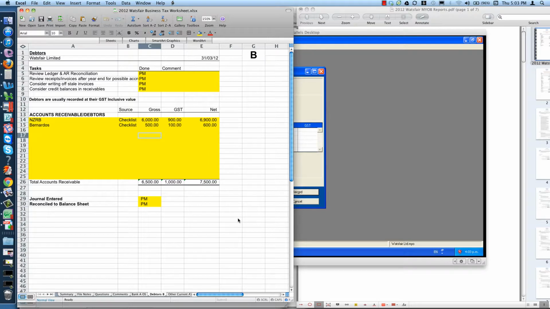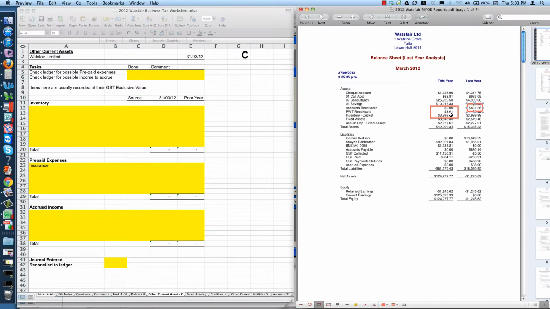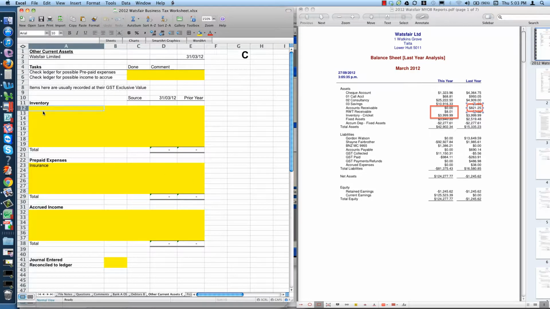Okay, sorry about that. The next thing we're going to look at is other accounts, other current assets, and this is work paper C. And this really deals with everything else that might be on the balance sheet in the current assets section. So again, what we're looking for here is making sure that everything on our balance sheet has got a number in a work paper. Now in this case, we've given you three common areas of other current assets: inventory, prepaid expenses, and accrued income.